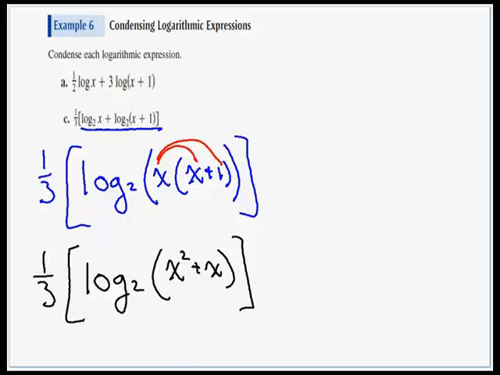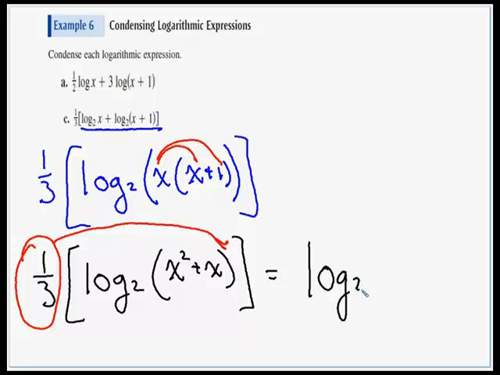And now the last thing to take care of is this outer x or coefficient. That's going to come up and become our exponent. So this is equal to log base 2 of the quantity x squared plus x to the 1/3 power. And when that 1/3 comes up here, that is just a third root. The third root of x squared plus x.